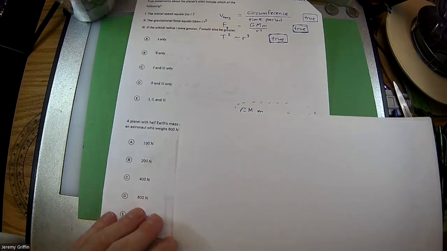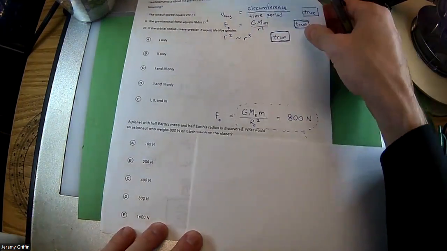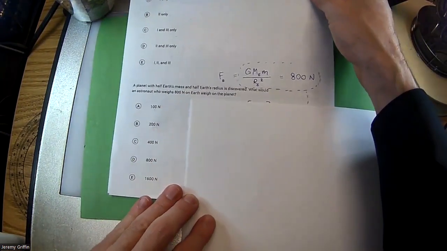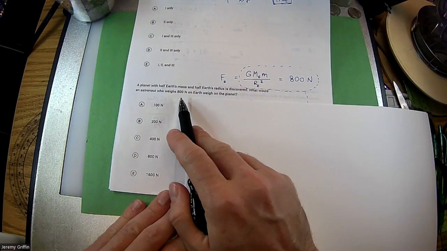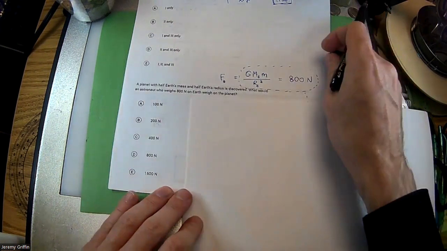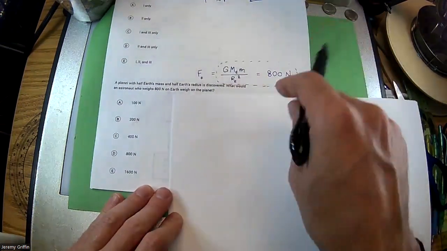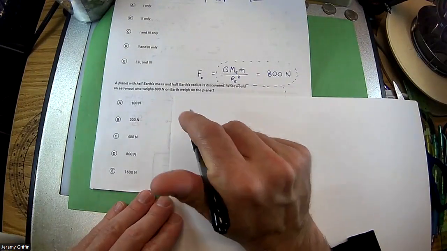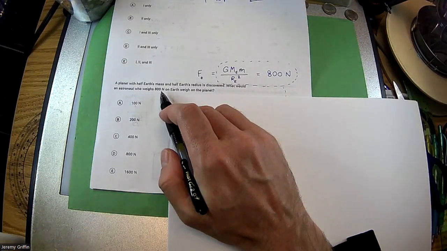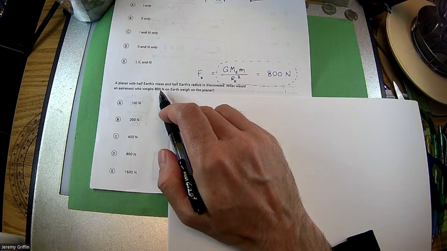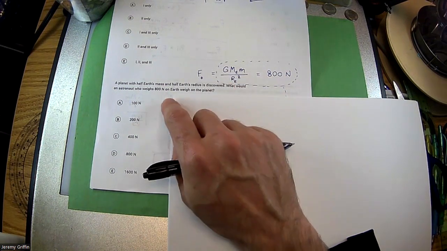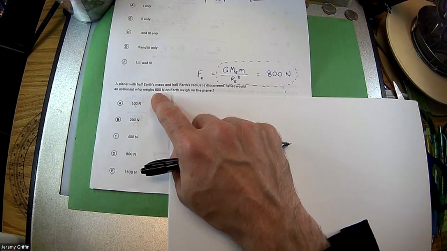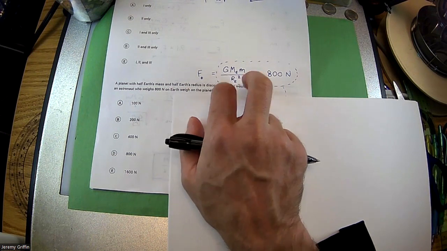Next, a planet with half of Earth's mass and half of Earth's radius is discovered. What would an astronaut who weighs 800 newtons on Earth weigh on that planet? So a few ways you could solve this. The long way is you could get the mass of this guy and figure out the properties of this planet, which would take a long time. Because what is the mass of this guy in kilograms? About 80 kilograms, you guys think?